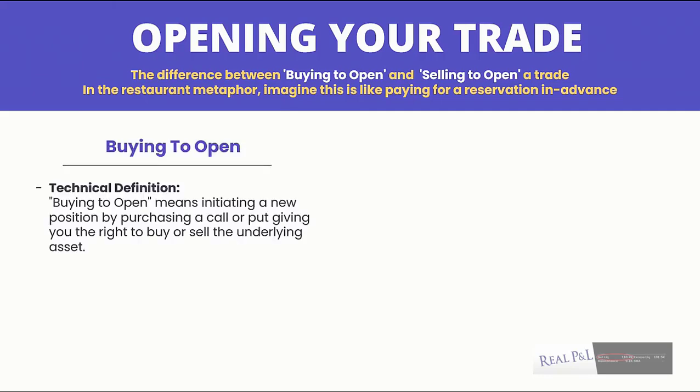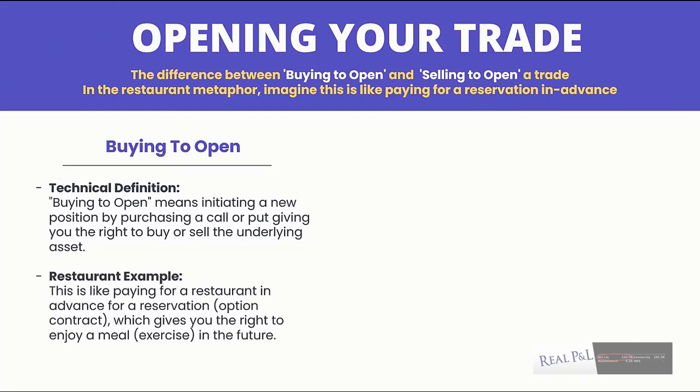Buying to open means initiating a new position by purchasing a call or a put, giving you the right to buy or sell the underlying asset. In a restaurant example, this is like paying for a restaurant in advance for a reservation, like an options contract, which gives you the right to enjoy a meal or exercise in the future.